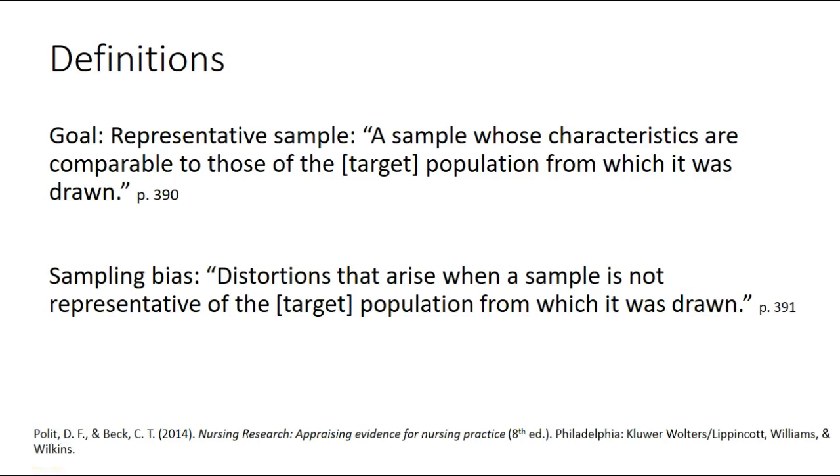So in addition to the definitions that we just talked about, there are a couple others that are important. And one is this idea of what constitutes a representative sample. And that's simply defined as a sample whose characteristics are comparable to that target population that you want to apply your results to. And then the other is sampling bias, and those are distortions. Those are sources of error, sources of bias that occur when your sample isn't representative of that target sample.